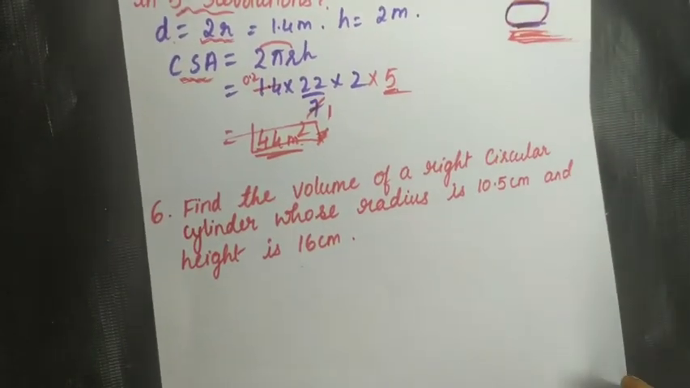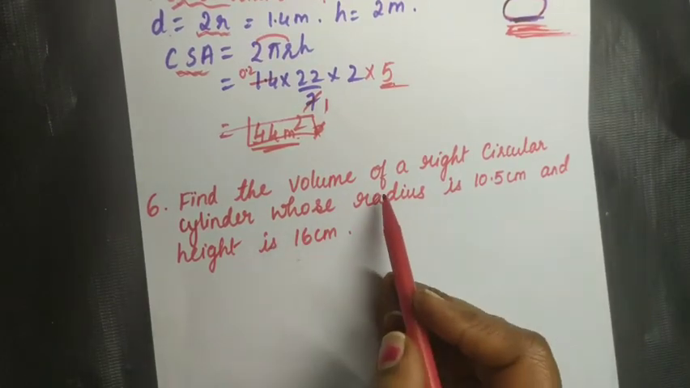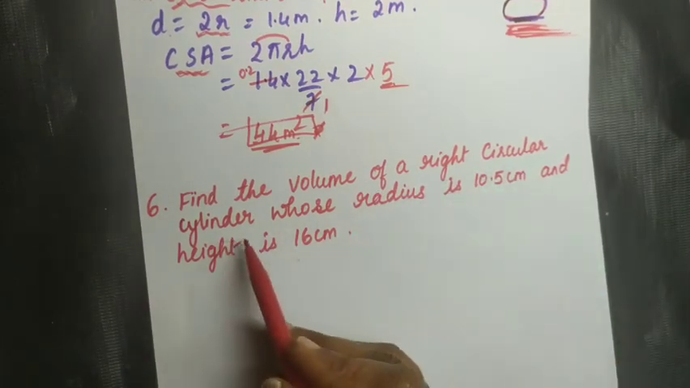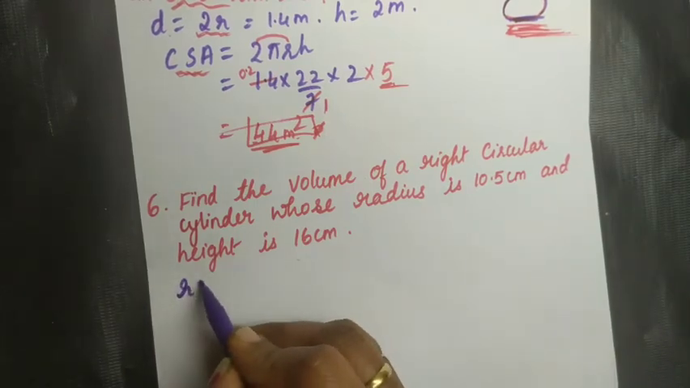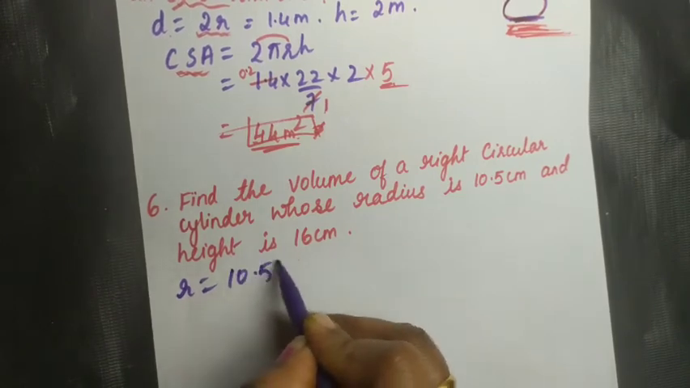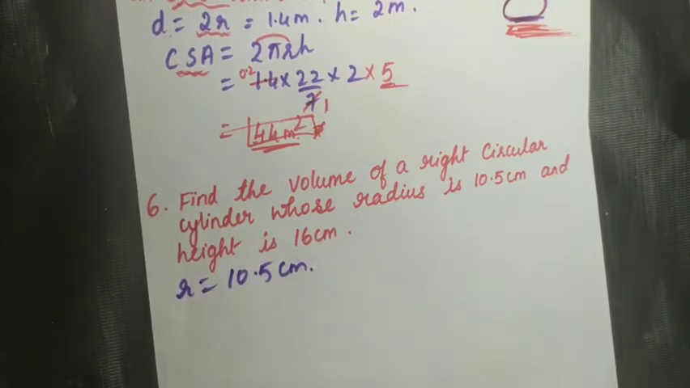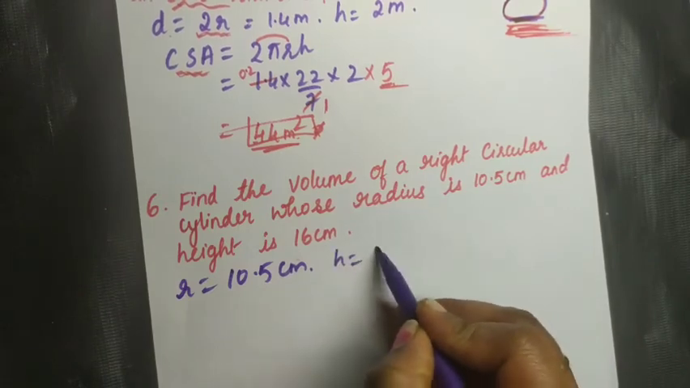Now the sixth problem: find the volume of a right circular cylinder whose radius is 10.5 centimeter and height is equal to 16 centimeters. So here r is equal to 10.5 centimeter and h is equal to 16 centimeter, which is given.